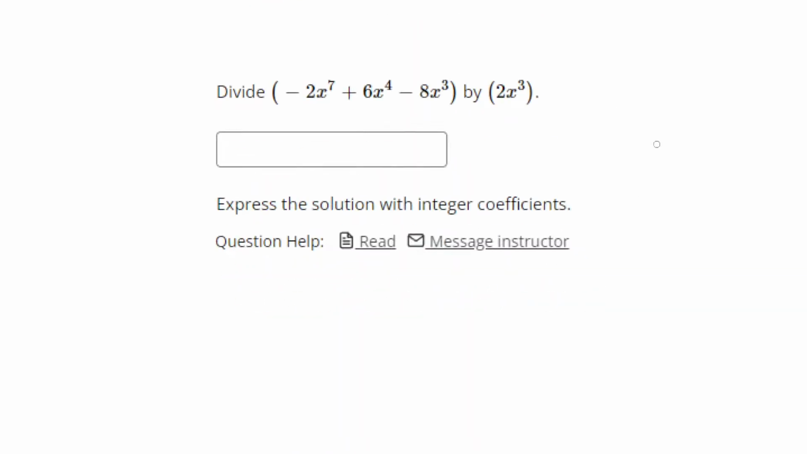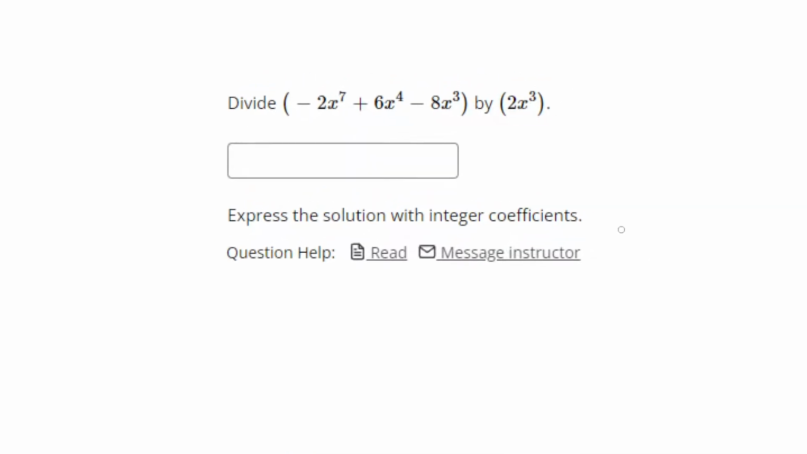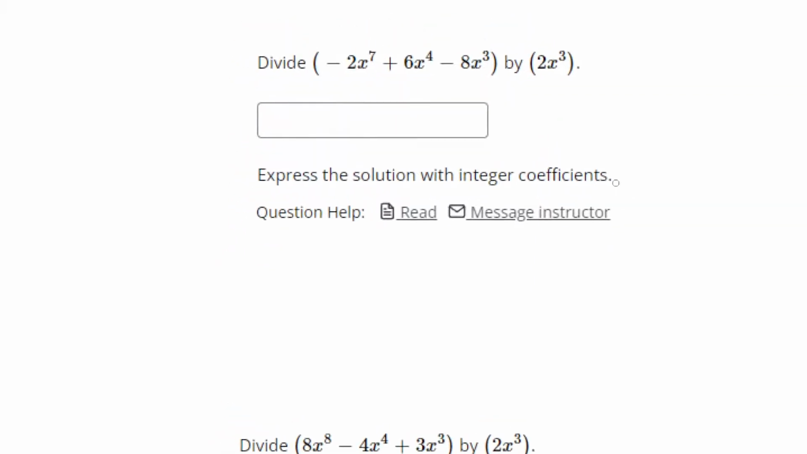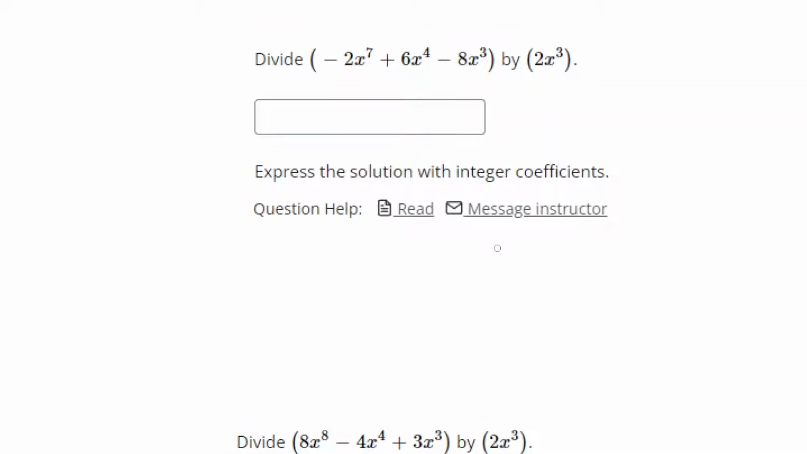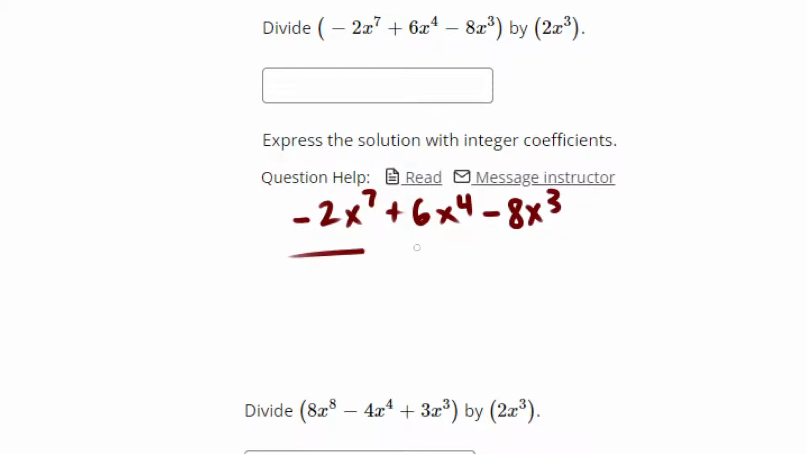Now we're going to be getting into some of the more tricky problems. This one's telling us to divide negative 2x to the 7th plus 6x to the 4th minus 8x to the 3rd by 2x cubed. A way to do that, I like to rewrite this. So negative 2x to the 7th plus 6x to the 4th minus 8x cubed, and all that's divided by 2x cubed.